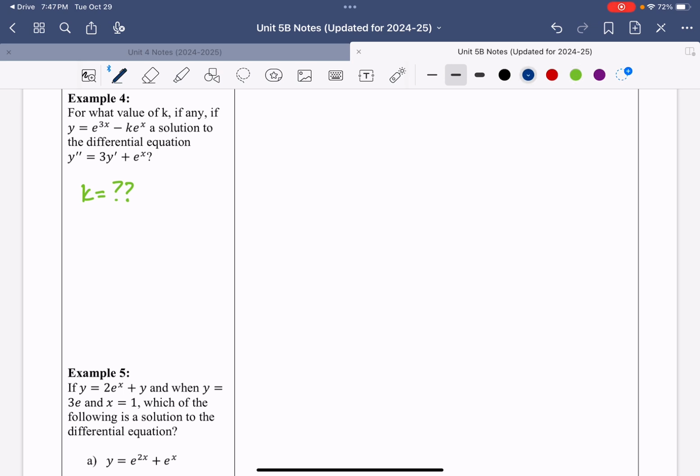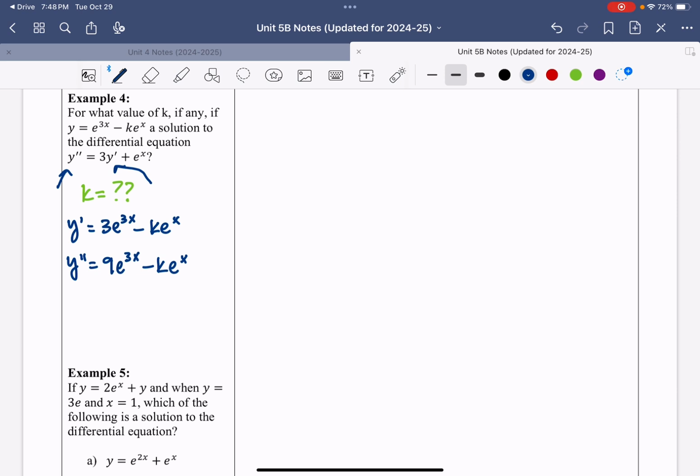Okay, so again, it tells me that we're going to need to find a y double prime and a y prime, so let's go ahead and derive those. So y prime will be equal to the derivative of this. So 3e to the 3x minus k e to the x. Remember, k is just a constant. And y double prime will be equal to 9e to the 3x minus k e to the x.